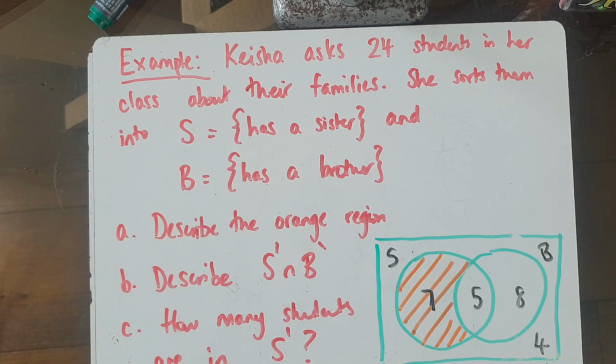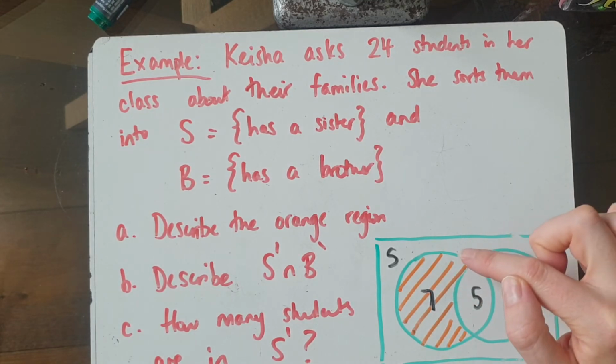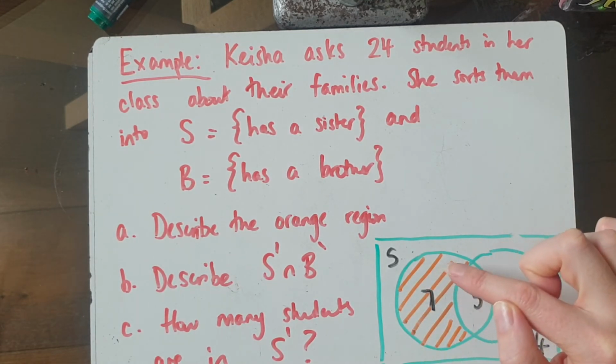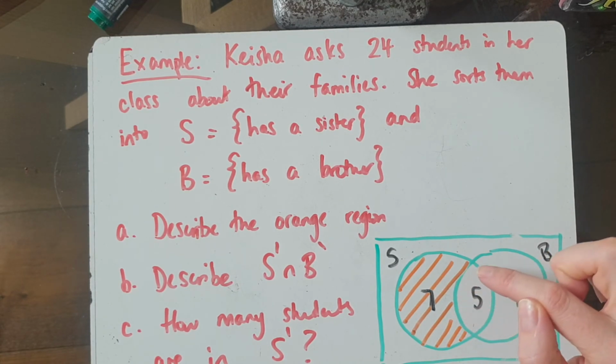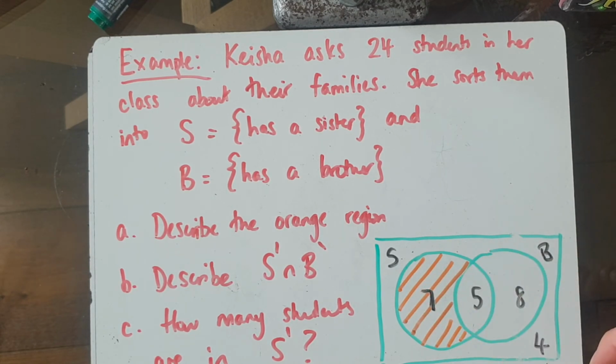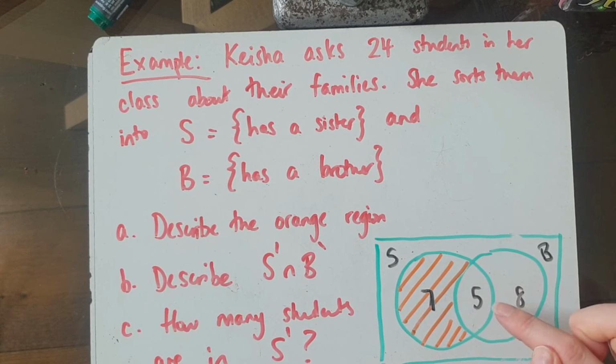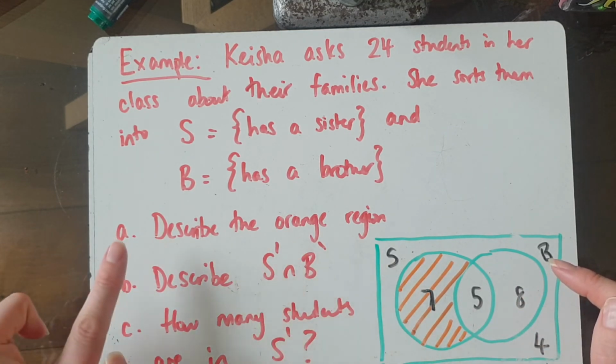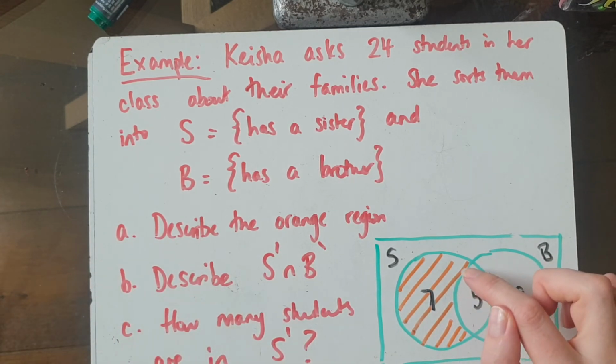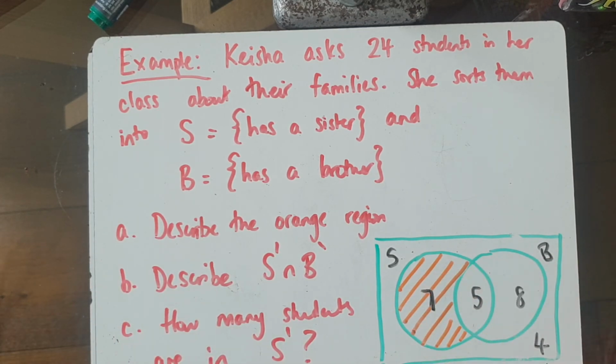So first, describe the orange region. The orange region is inside of the S circle but misses the intersection of S and B. So these are students who do not have a brother or a sister. These are students who only have a brother. These are students who only have a sister. And these are students who have both. So actually the orange region is students who have a sister but do not have a brother.